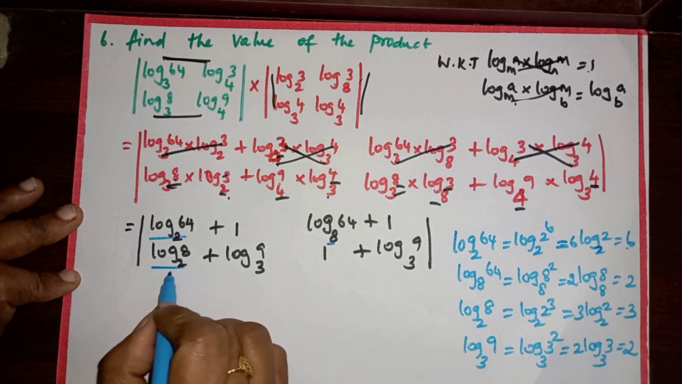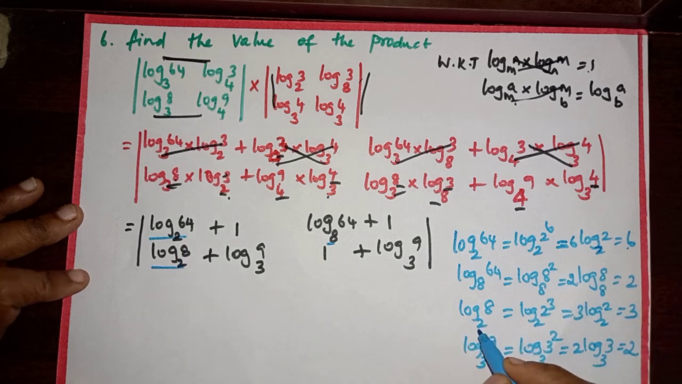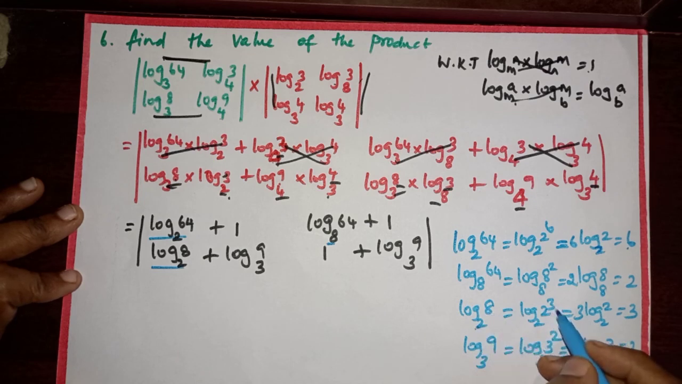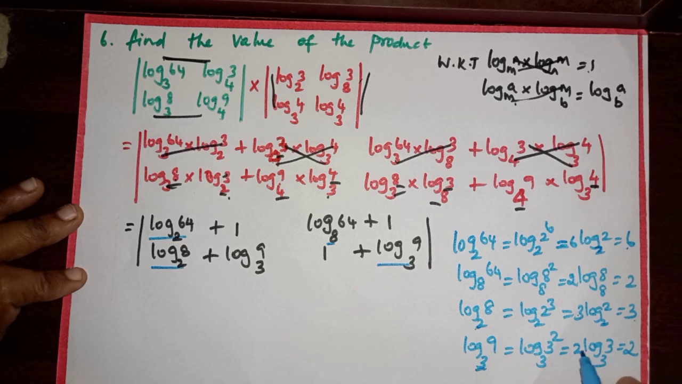Next, log 8 with base 2. Since it is in base 2, 8 can be written as 2 power 3, which can be written as 3 log 2 with base 2. 3 log 2 with base 2 is 3. Next, log 9 with base 3. Since it is base 3, 9 can be written as 3 square, which is 2 log 3 with base 3. 2 log 3 with base 3 is 2.